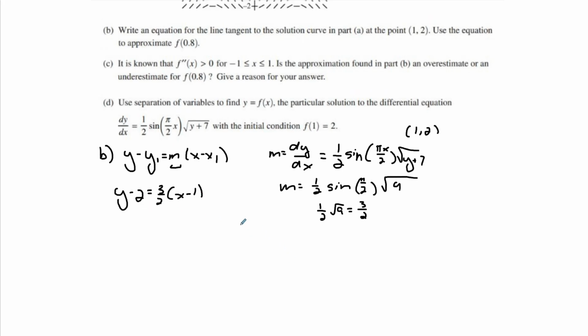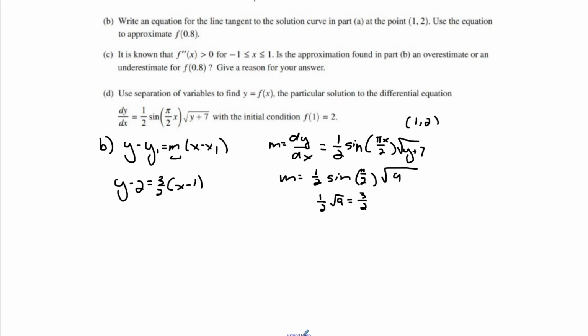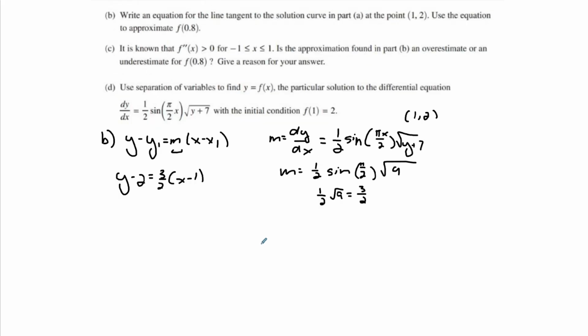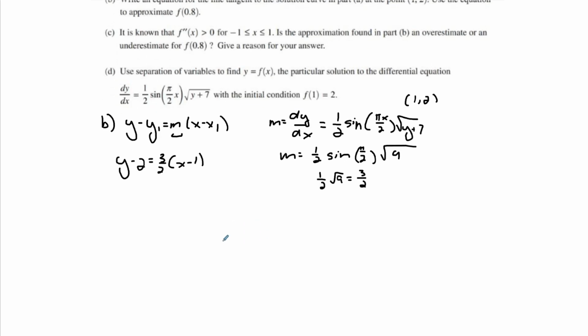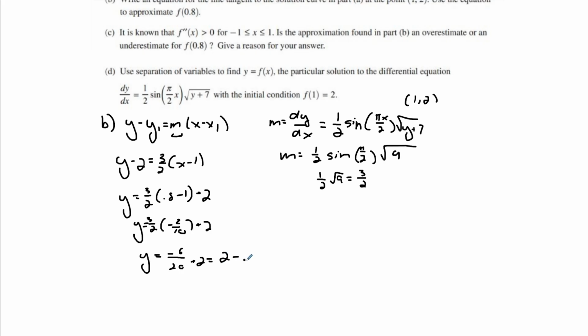So that is our equation, but now we have to actually use this to approximate f of 0.8. How would we do that? Well, we could just say that y equals 3/2 times 0.8 minus 1 plus 2. So y equals 3/2 times negative 2 over 10 plus 2. That equals negative 6 over 20 plus 2, which equals 2 minus 0.3. So it would equal 1.7.